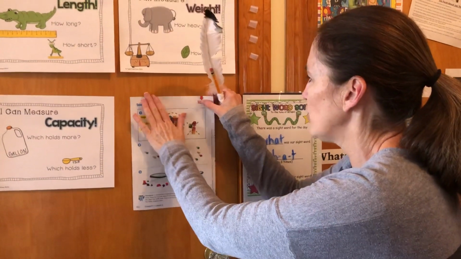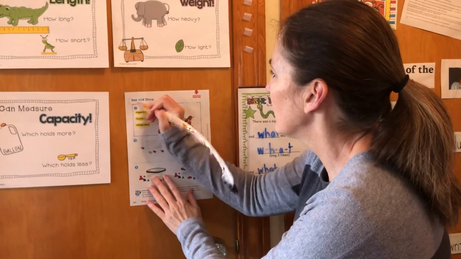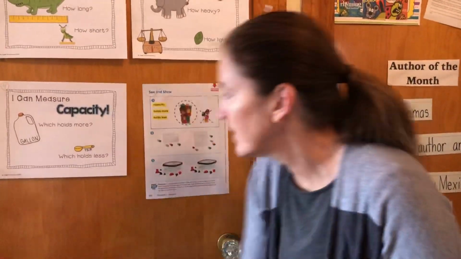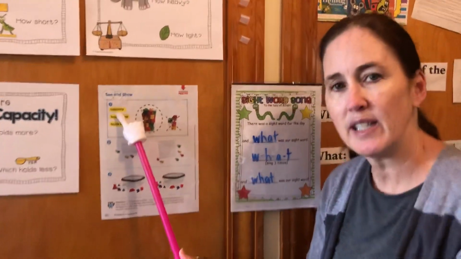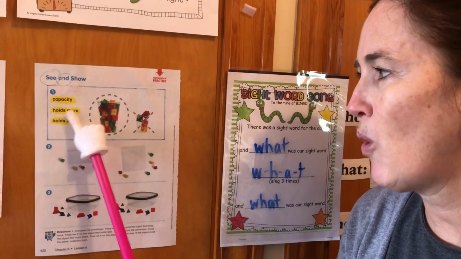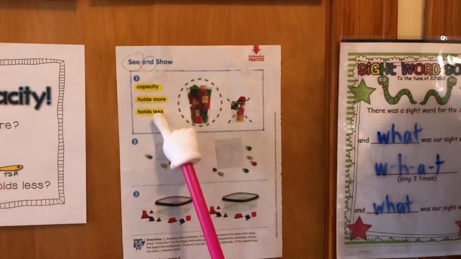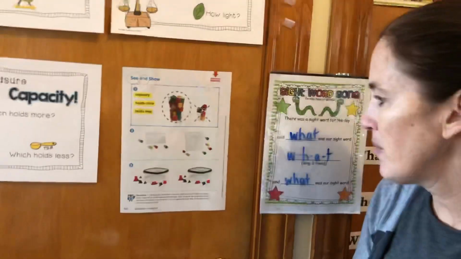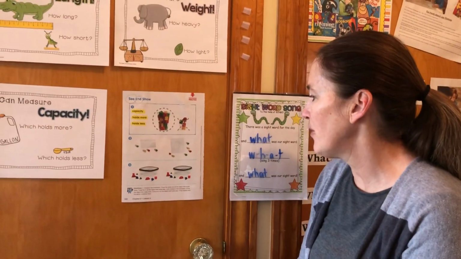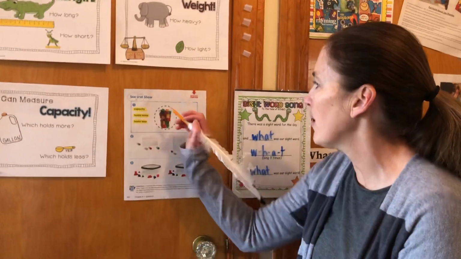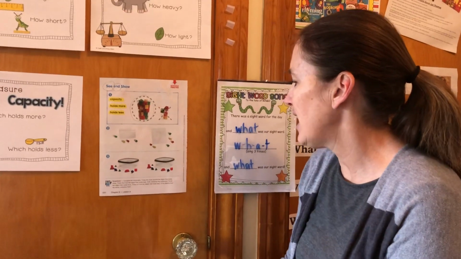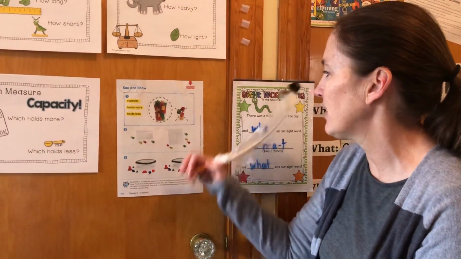And we're going to do the see and show. And here's our very important math words. The first one, let me get my pointer, is capacity. Can everyone say capacity? And capacity tells us which holds more or which holds less. So number 1 says, look at the 2 cups with the cubes. Trace the circle around the object that holds more. So I'm going to circle this one. And then it says, trace the X on the object that holds less.